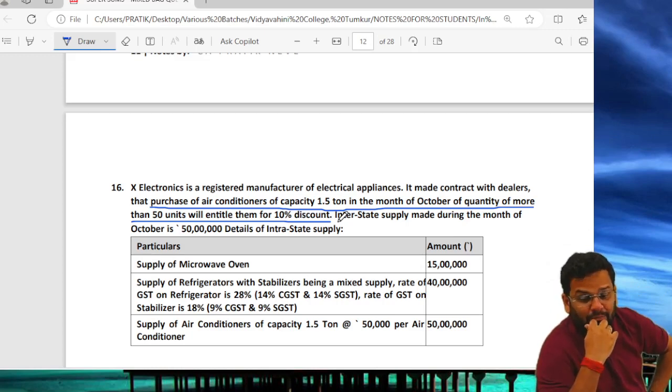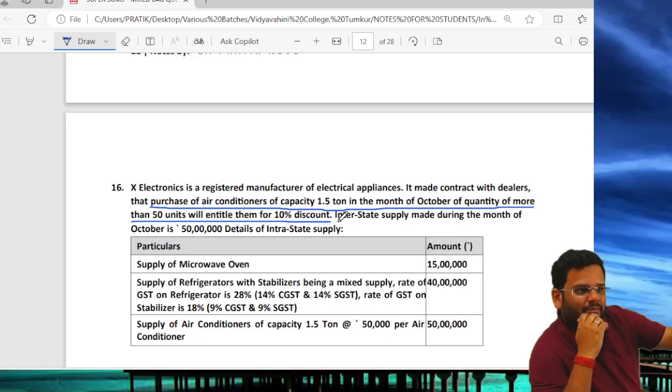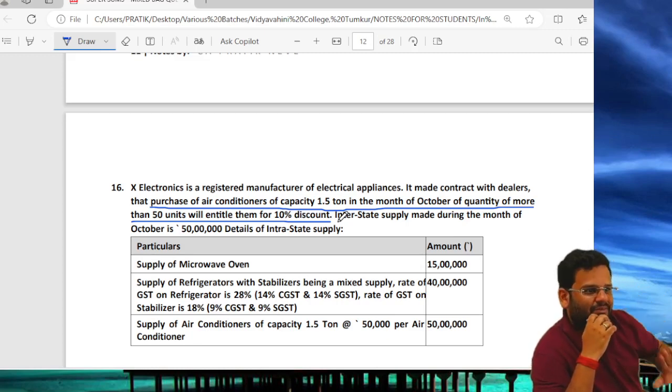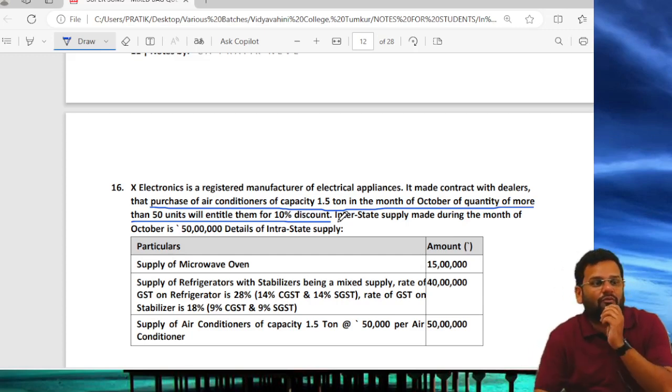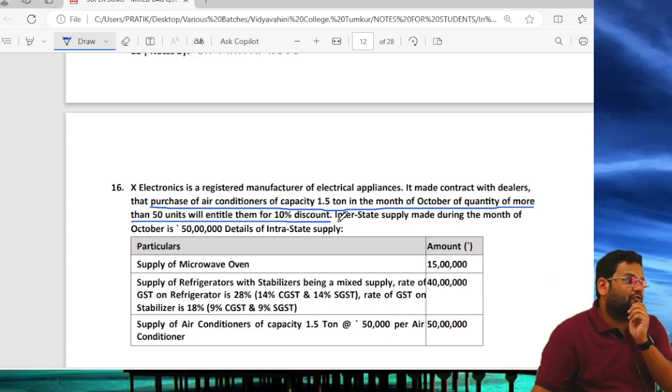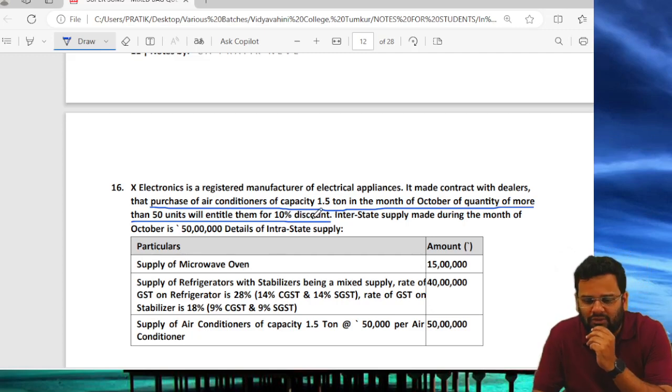Let's see now. 10% discount. So this discount can be excluded because it is nicely as per the terms. It's not given haphazardly. It is as per the terms. So here we are using concept of valuation. Section 15, subsection 3. Assessable value shall exclude discount.